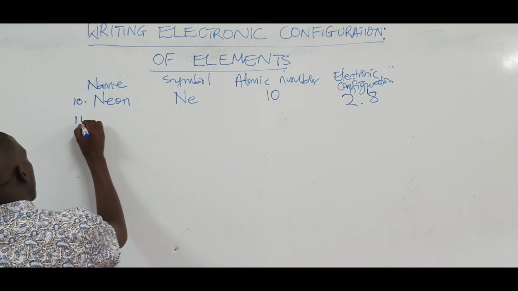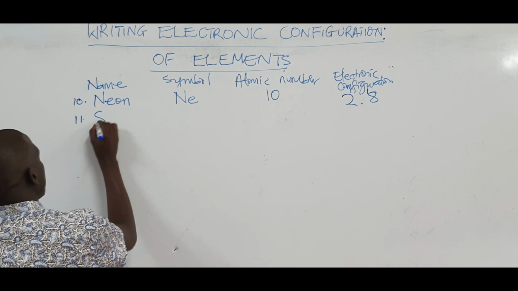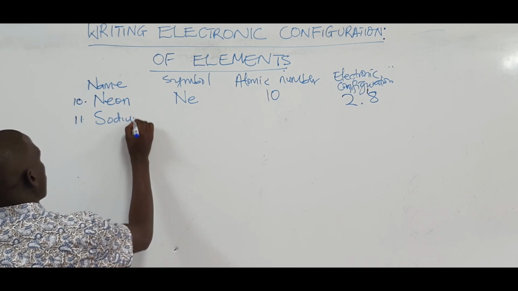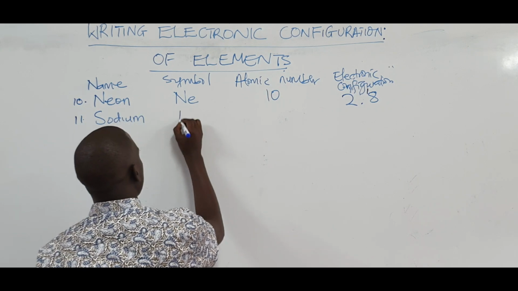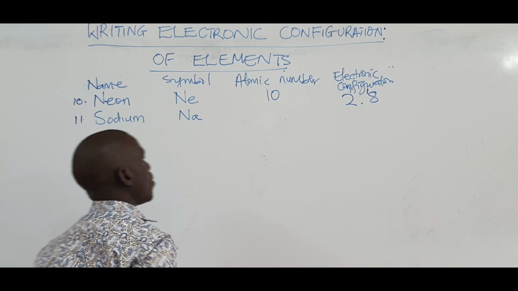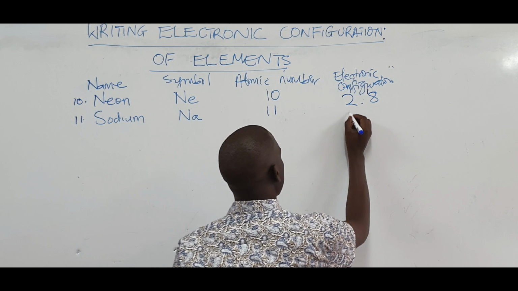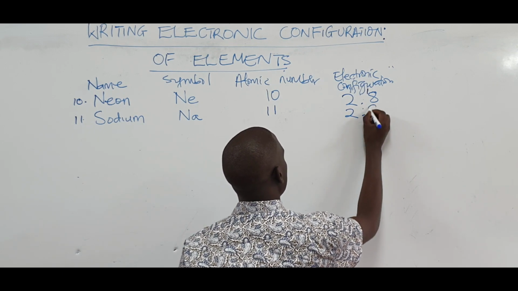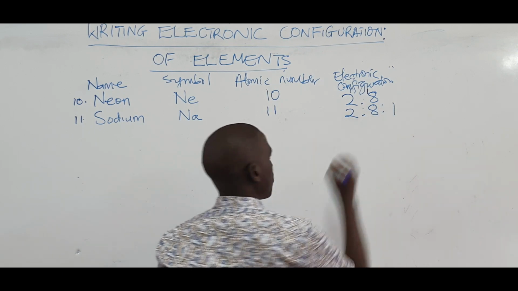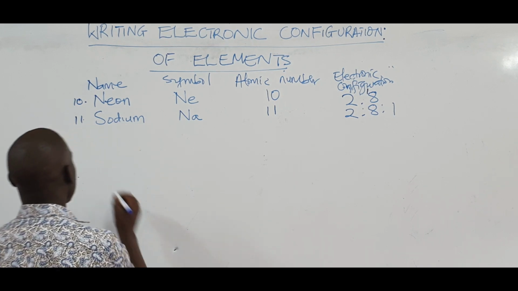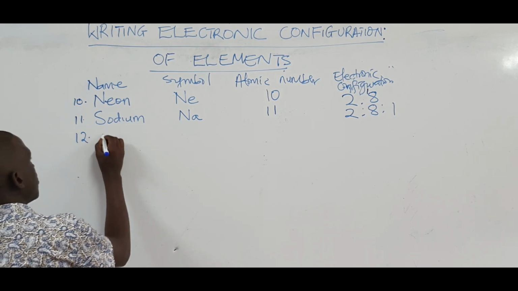So we go to 11. 11 is sodium. The symbol is Na. Atomic number is 11. Electronic configuration 2, 8, 1. That is sodium.